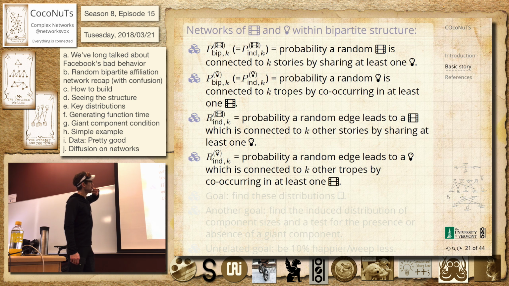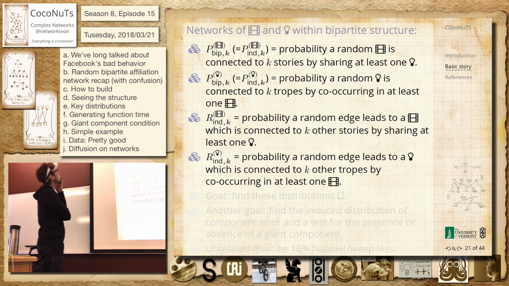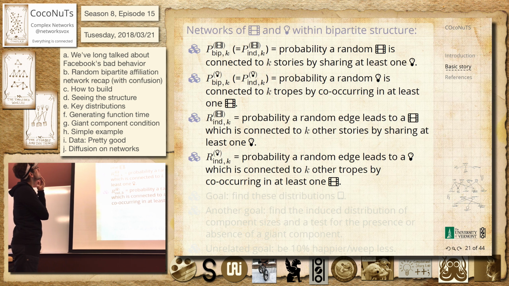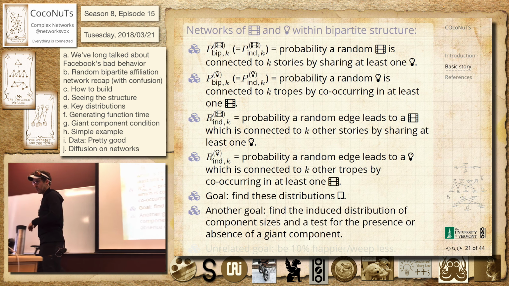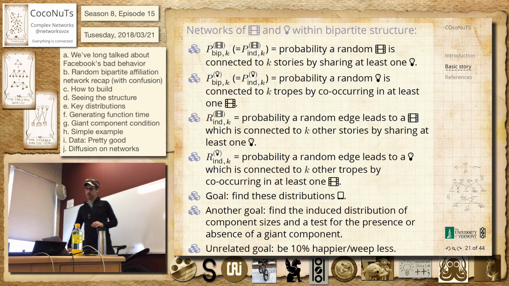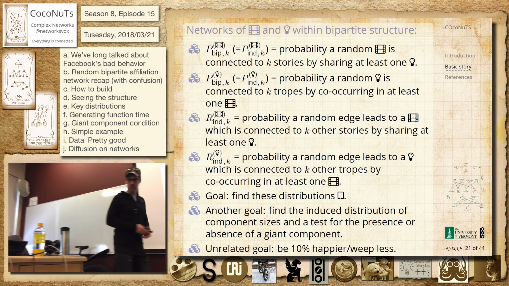Okay, so I changed this notation, not everywhere. That's disappointing. So these ones should be bipartite. I'll fix that up.